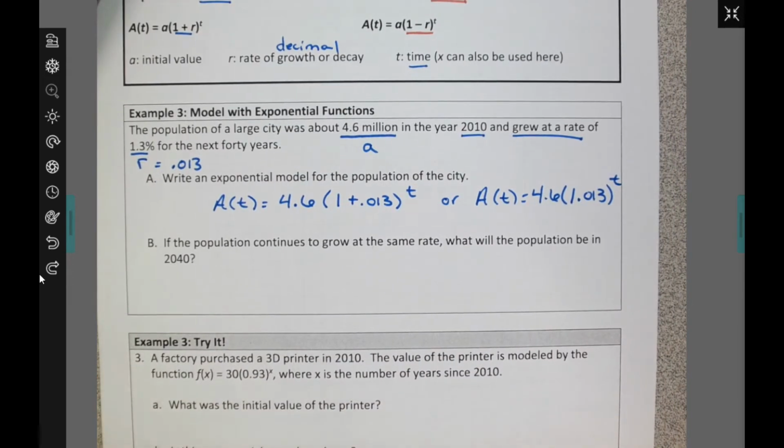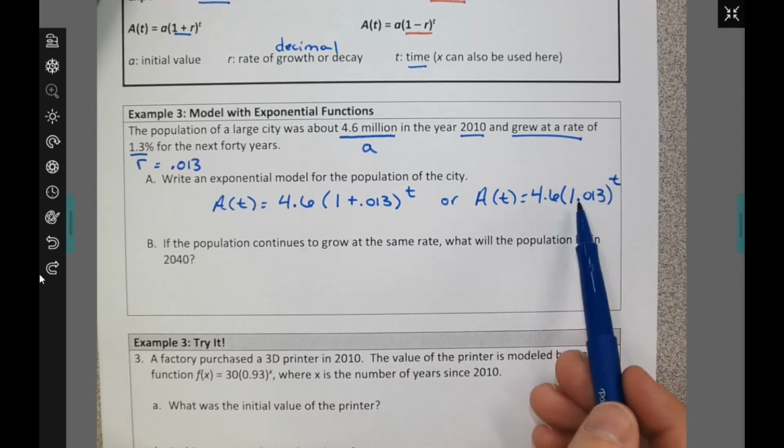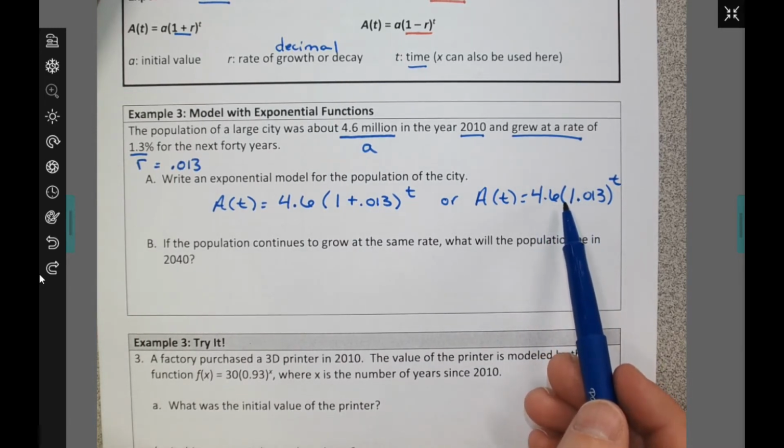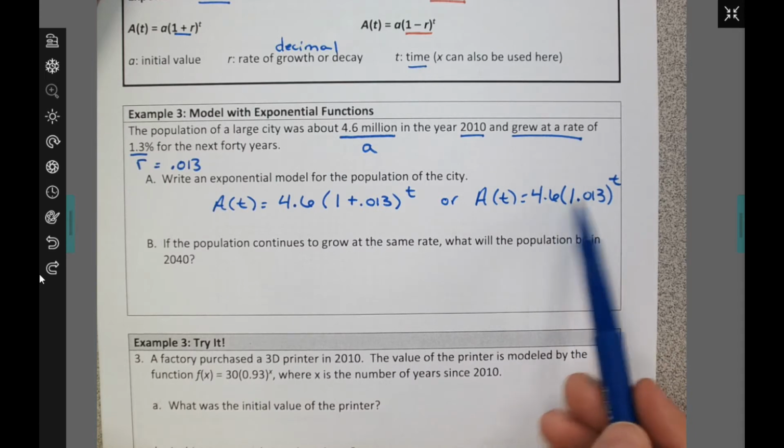A common mistake that some make is they go ahead and try to multiply these. You cannot multiply them because you have an exponent outside the parenthesis. So you can't multiply those at all. You just have to leave them alone.